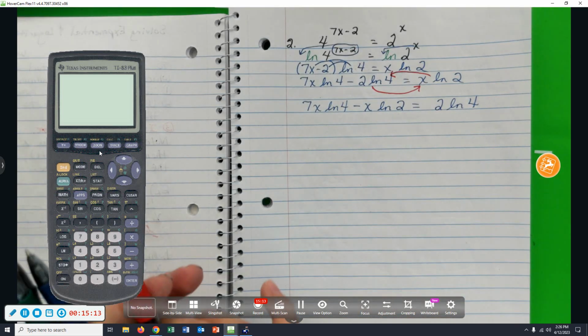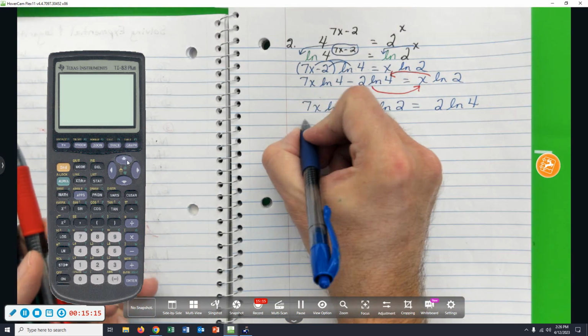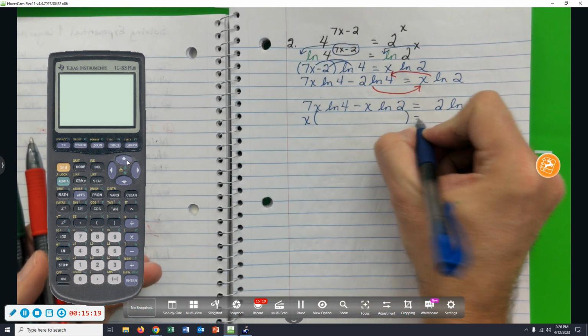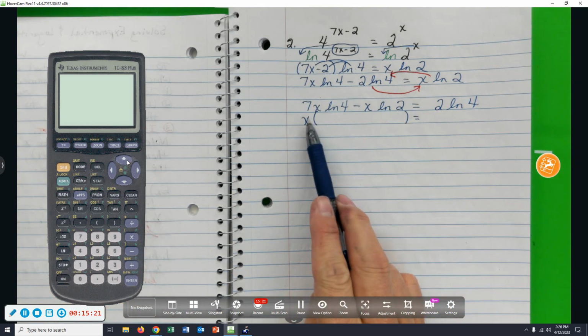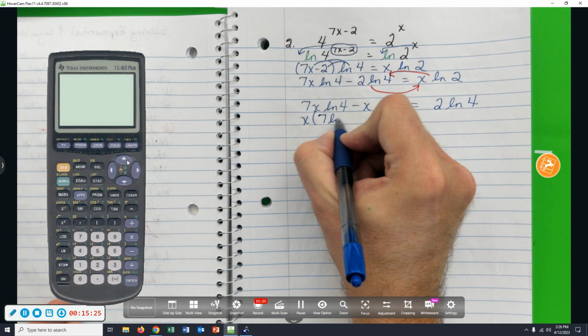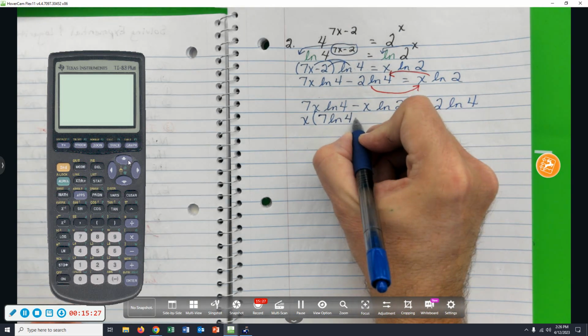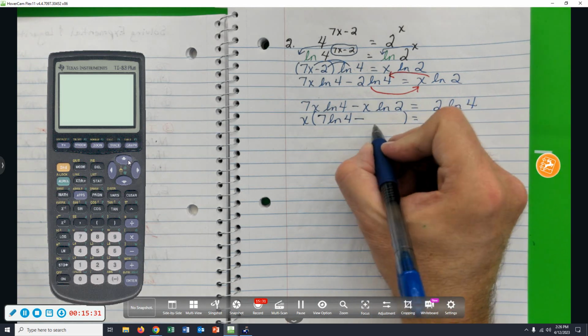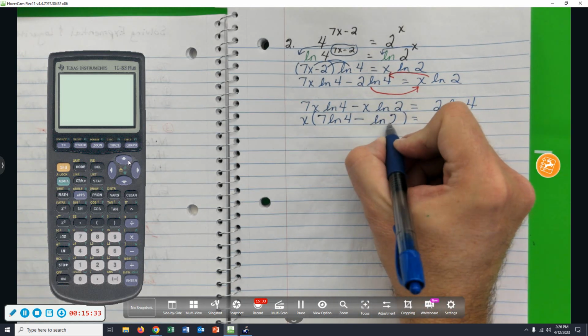Remember how to factor out a variable? You just write down the variable x. And what's going to go in the parentheses? If I factor 7 ln 4, that's right. Then a minus what? ln 2. I factored that variable out of each term.